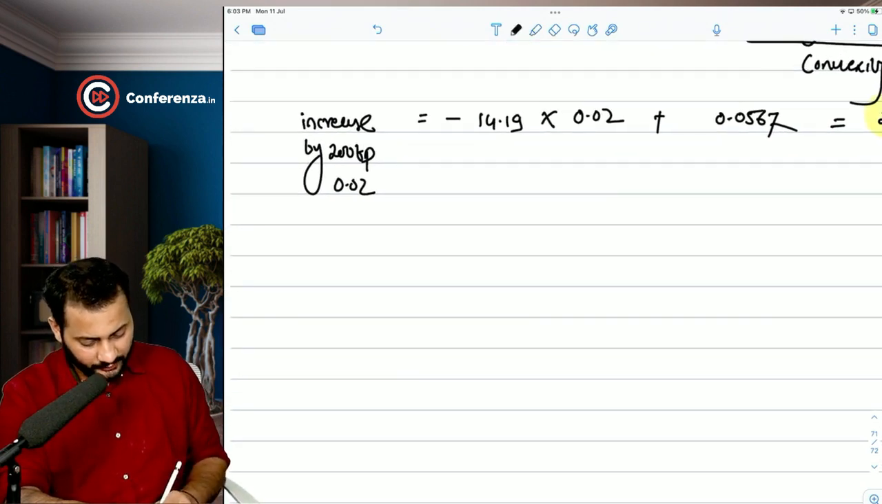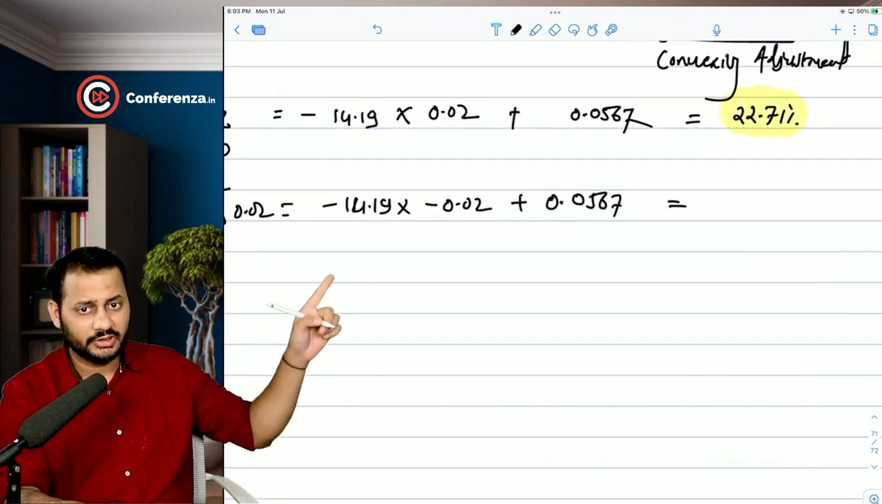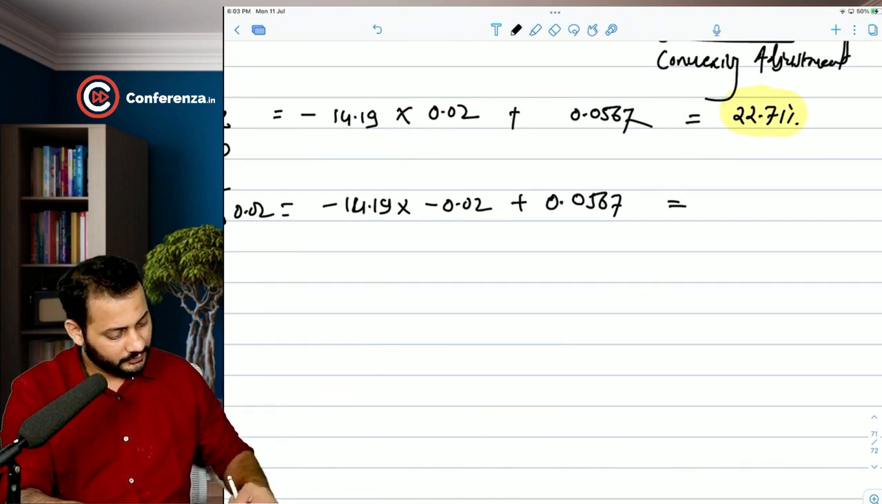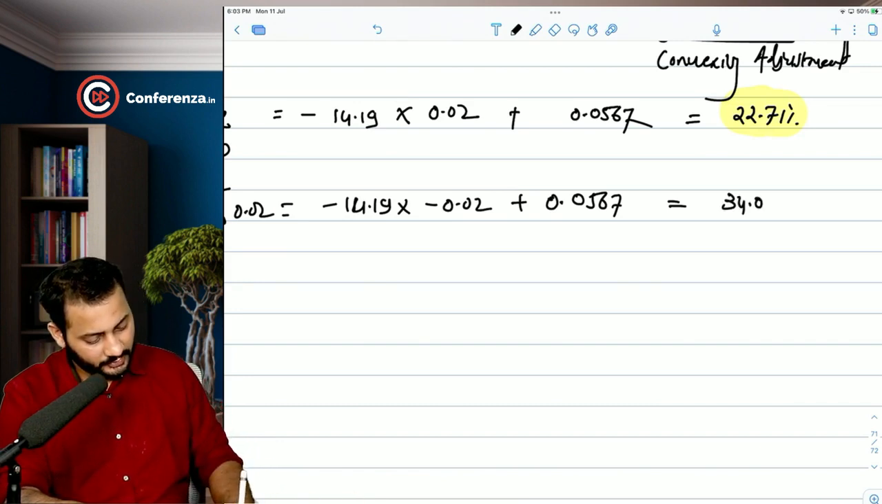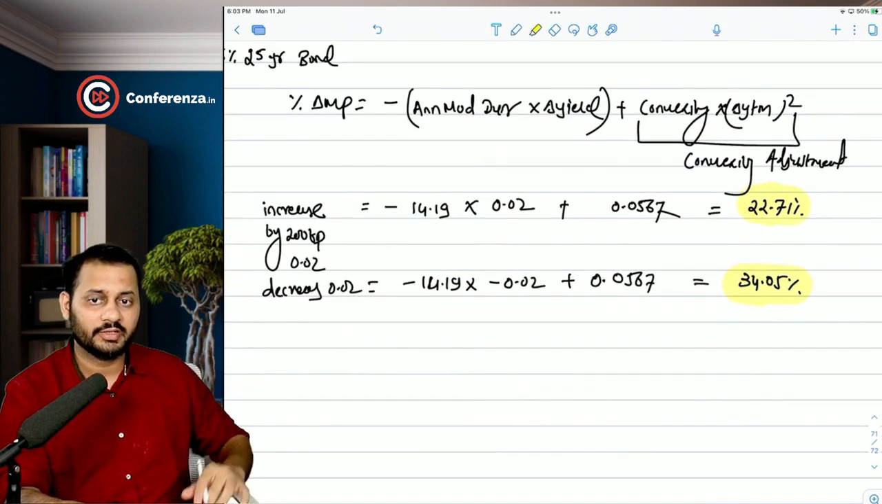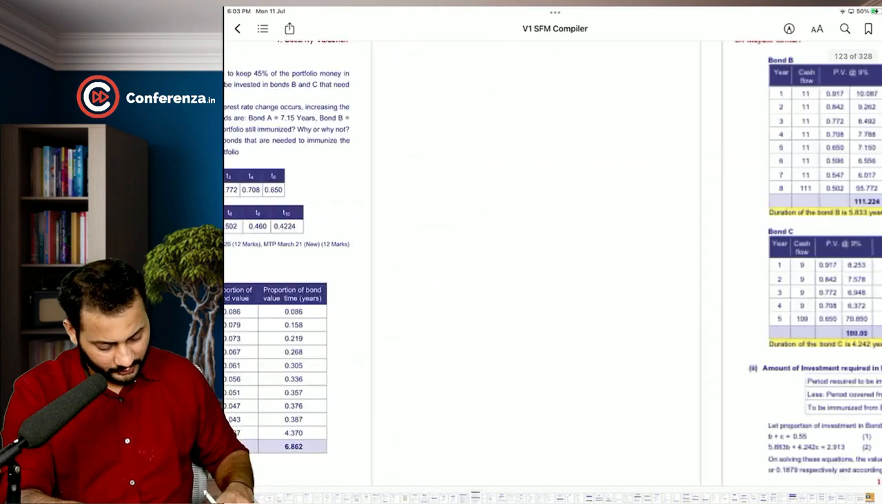With the same bond, if you decrease by 0.02, it will be minus 14.19 into minus 0.02 plus 0.0567. So you just have to put a minus sign there if there is a decrease. So that's 34.05%. This is only for the 5%, 25-year bond. There will be two more answers. Let me just take you to the answer.